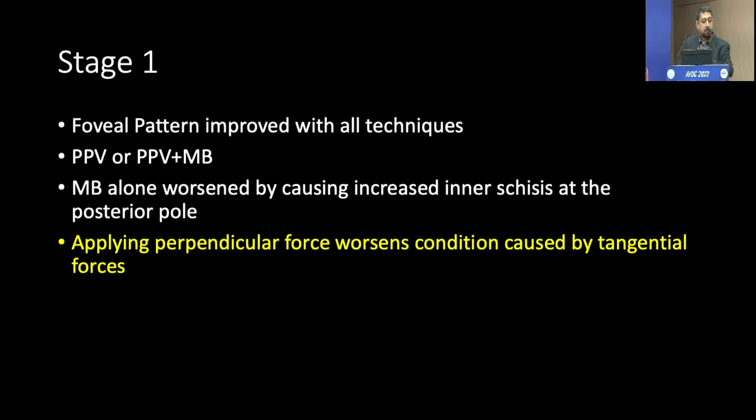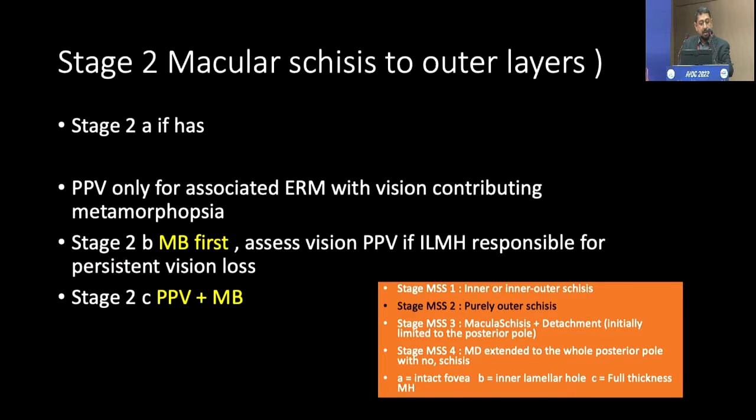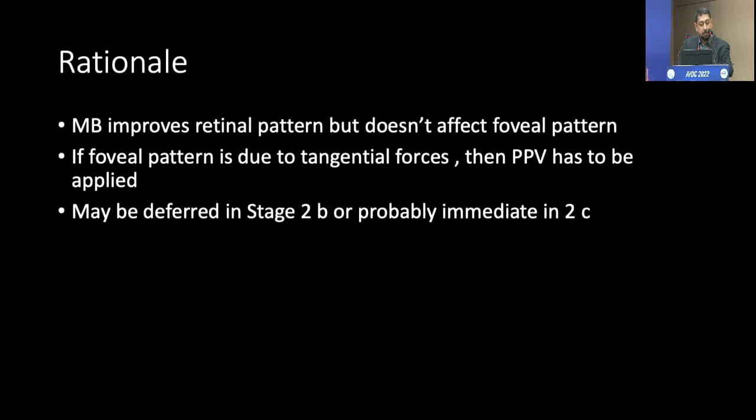So that is what has been. So it's a PPV or a PPV plus MB if you have significantly. In stage 2, when there is more extensive schisis, you have to treat it. Depending on the stage, you can still observe, or you can do macular buckle first to relieve the schisis, and a delayed PPV if the lamellar hole is increasing, or you can do it as a combined procedure.